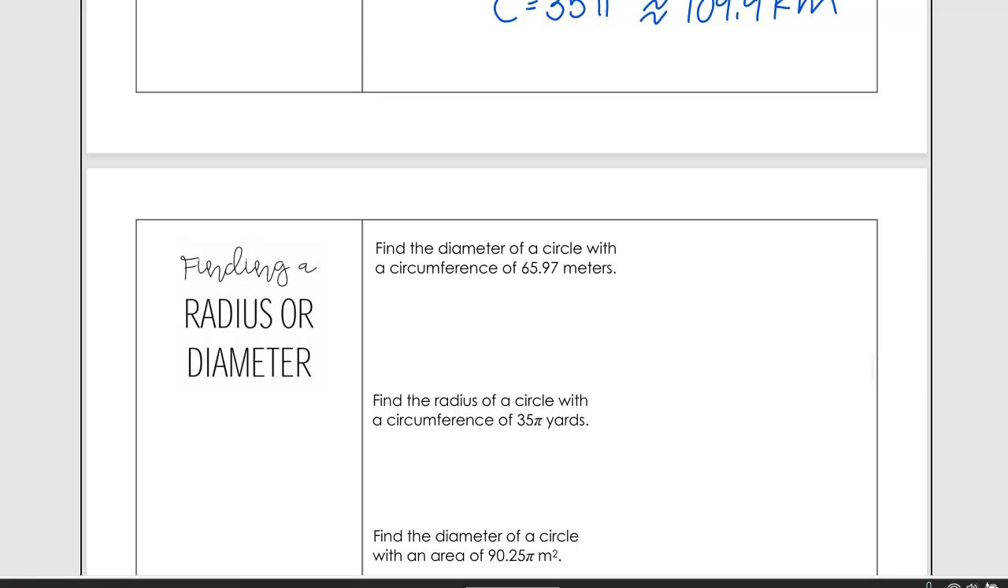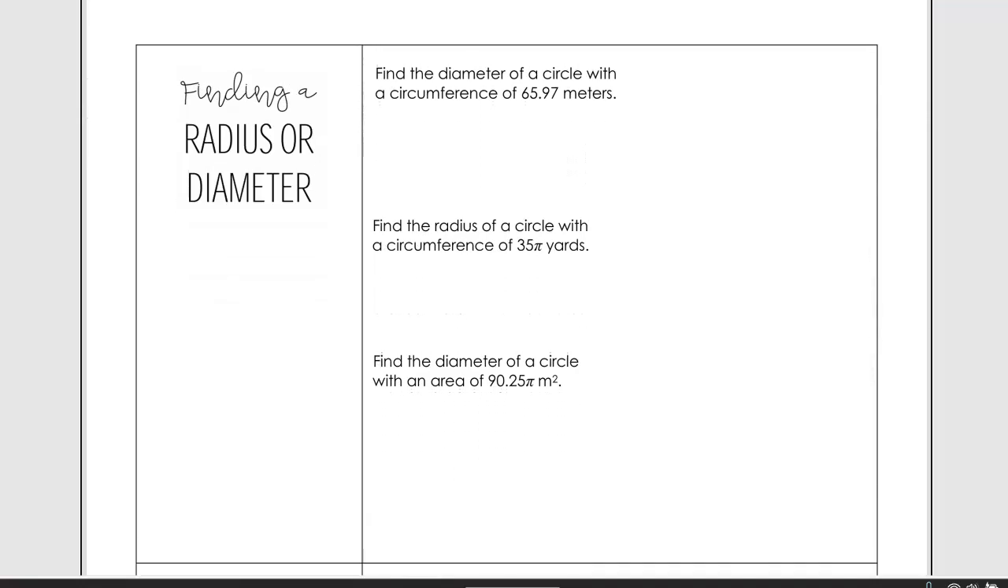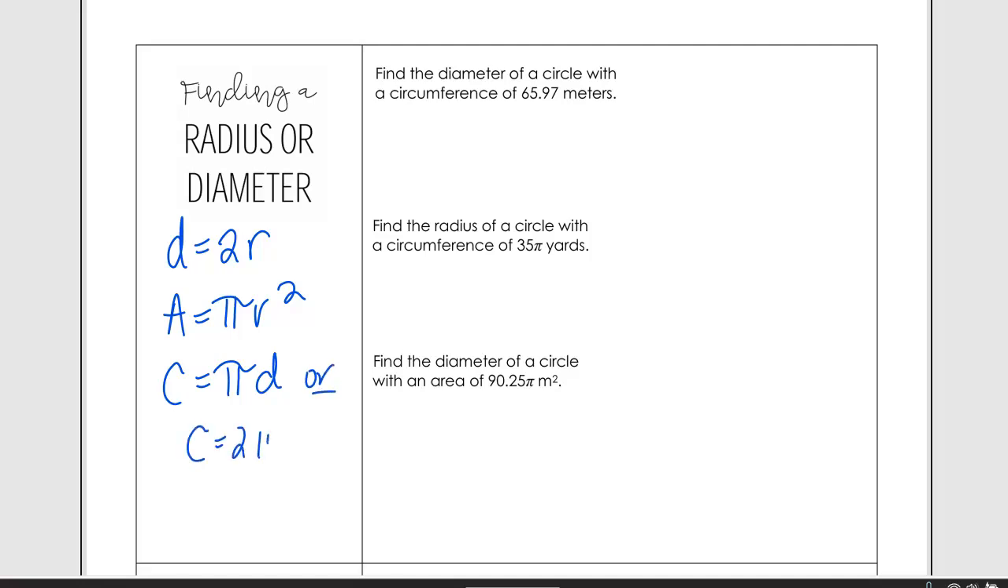Okay. So what if we have to find a radius or a diameter? It's just important to remember that your diameter is 2 times the radius. So we're trying to find the radius or the diameter using our formulas. Let me write them over here. Okay, all right, so here's all the formulas we can use.